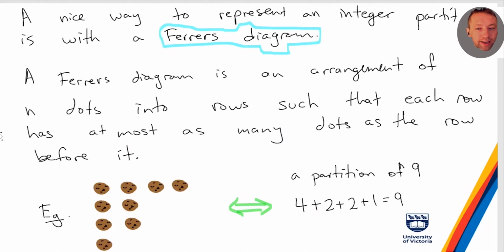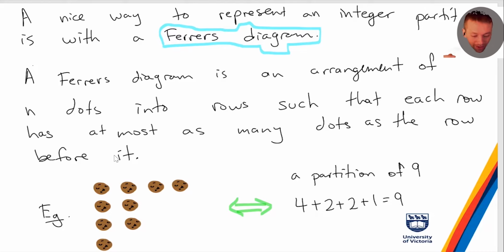So there's a nice way of representing a partition, which actually is going to immediately give us a theorem by just understanding this representation. A Ferrers diagram is an arrangement of n dots into rows so that the top row has the most dots. The next row has at most as many dots as the top row.